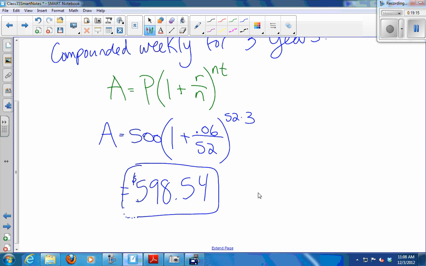Anybody seen Office Space? Yes. They have that scam where they take the parts of pennies.